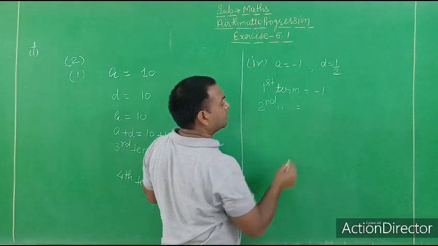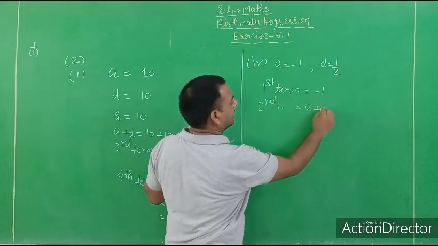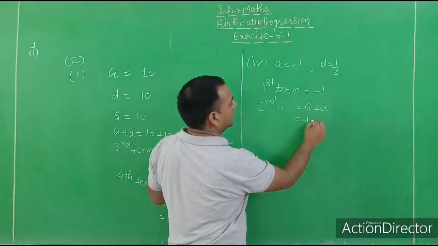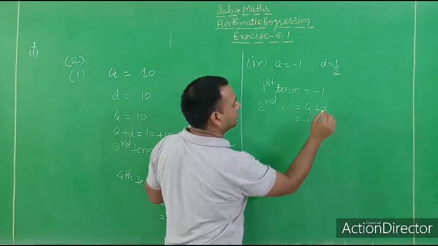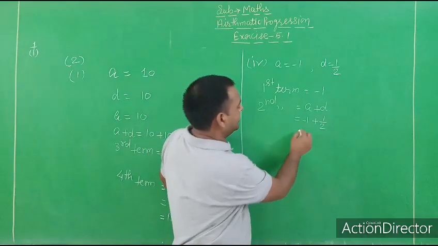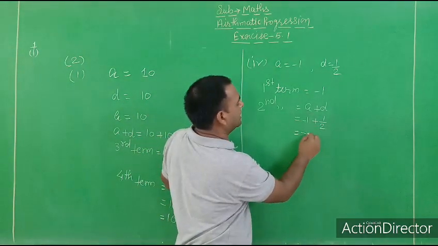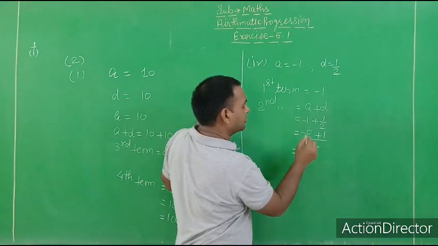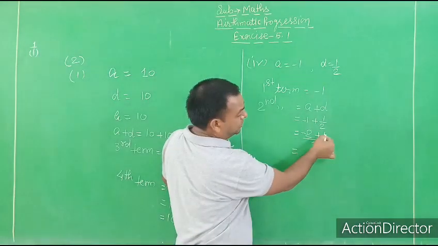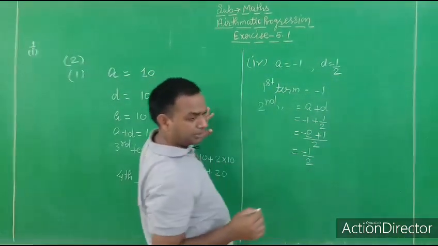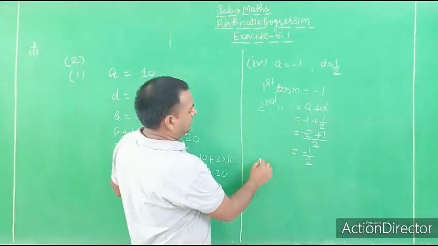In the case of the second term, this is equal to a plus d. A plus d means a is -1 plus 1/2. First, all of you take the LCM. If you take the LCM, then this is equal to 2 ones are -2 plus 1, divided by 2. So this is equal to -2 plus 1, so it is equal to -1/2. Next, the third term.